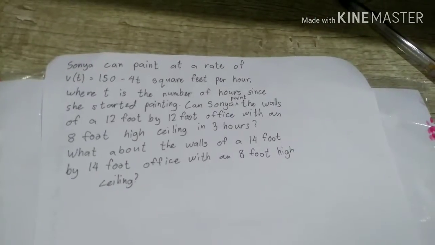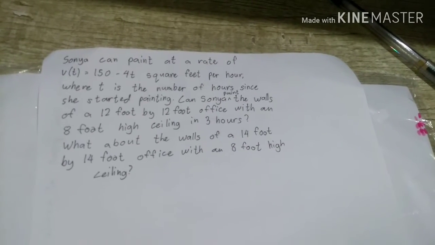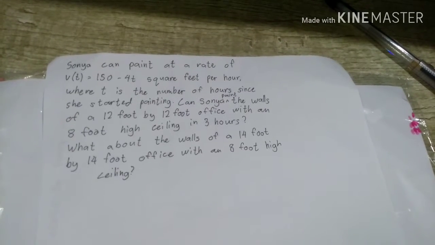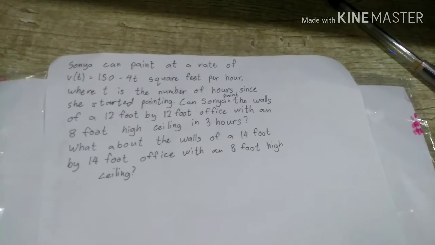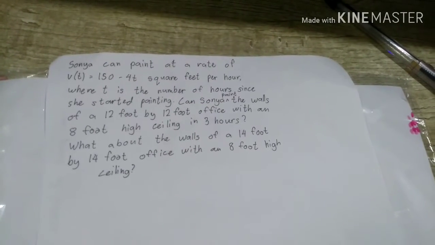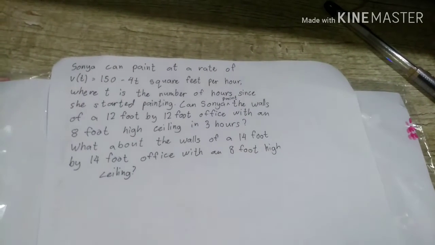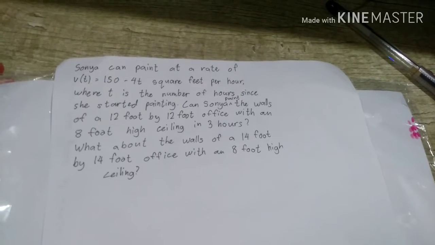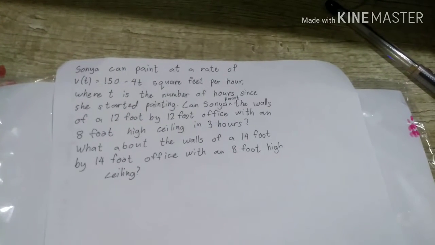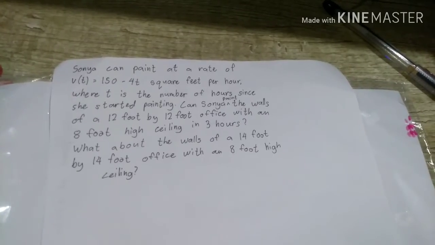Here is an example of an application problem for integral calculus. It states that Sonia can paint at a rate of v of t equals 150 minus 4t square feet per hour, where t is the number of hours since she started painting. Now the question is, can Sonia paint the walls of a 12-foot by 12-foot office with an 8-foot high ceiling in 3 hours? What about the walls of a 14-foot by 14-foot office with an 8-foot high ceiling?